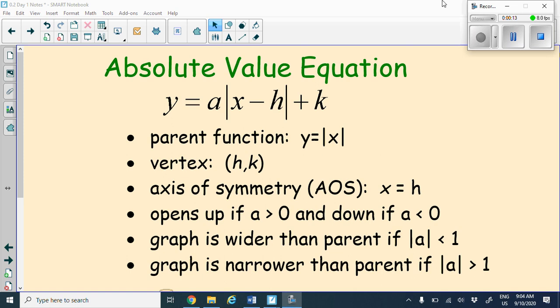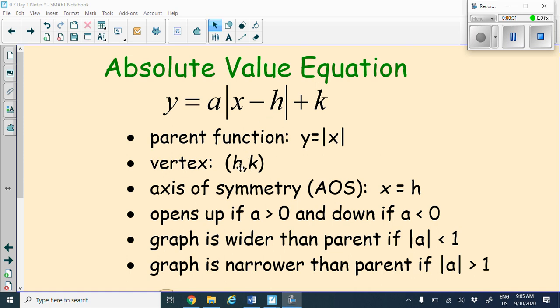So notice the absolute value function, the general equation, it is y equals a times the absolute value of x minus h plus k. A, h, and k can affect our graphs. Remember, the parent function is just y equals absolute value of x. Our vertex is going to consist of h and k.